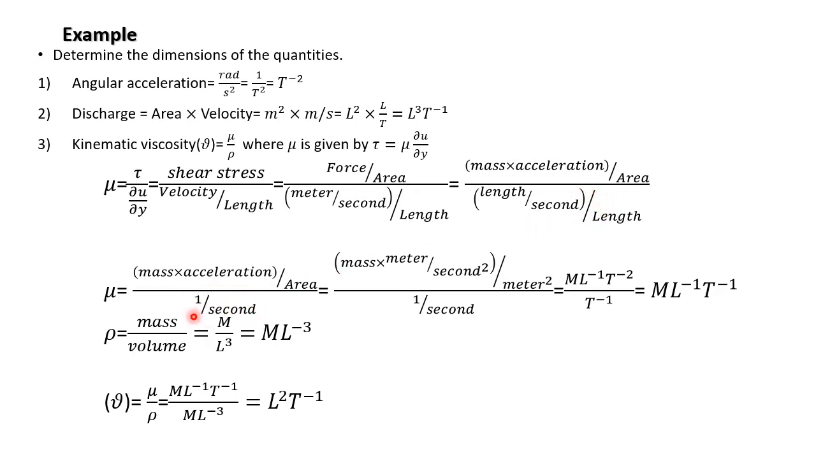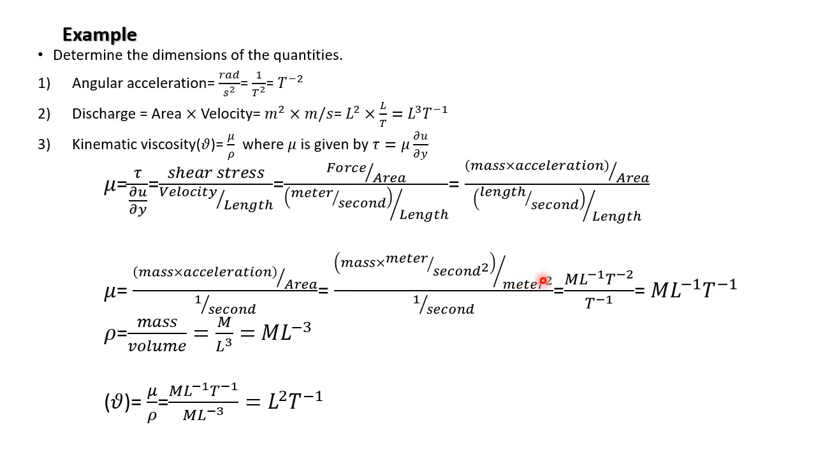Now in the numerator we have mass into acceleration by area. This mass into acceleration is nothing but force. Now I need to further simplify this acceleration. So what is this acceleration? Acceleration unit is meters per second square. So mass into meters per second square, divided by area. What is the unit of area? Area is meter square. So meter square is written here.